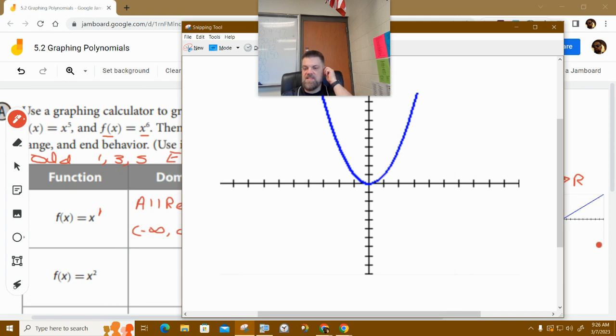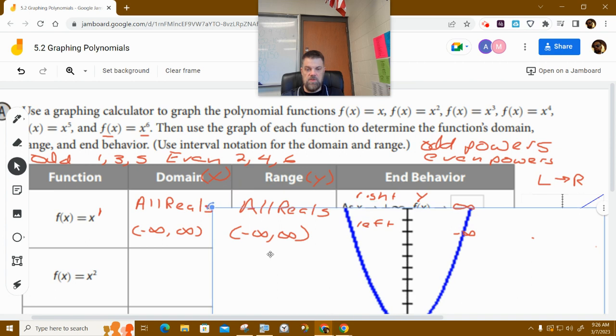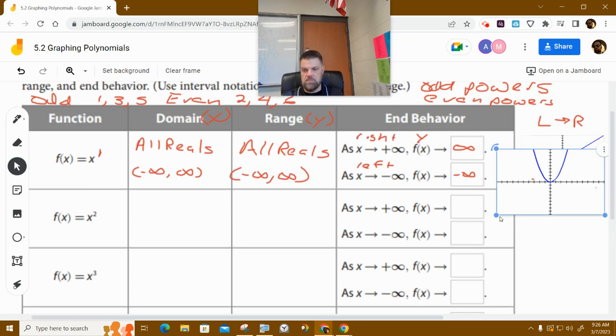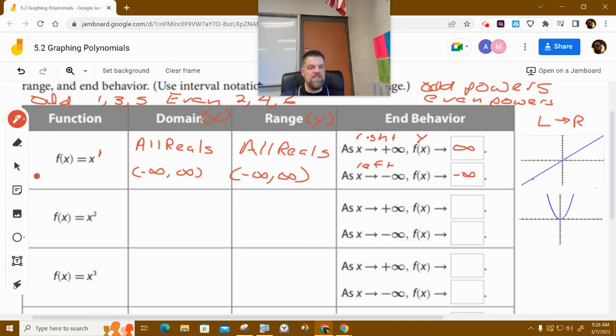Let's copy and paste that or sketch that in over here. Now I'm just going to throw that in right over here. Okay. So again, let me write this down. I'm going to put some additional things. For this one, put odd power of x. And because this is 2, we would say that this is an even power of x.